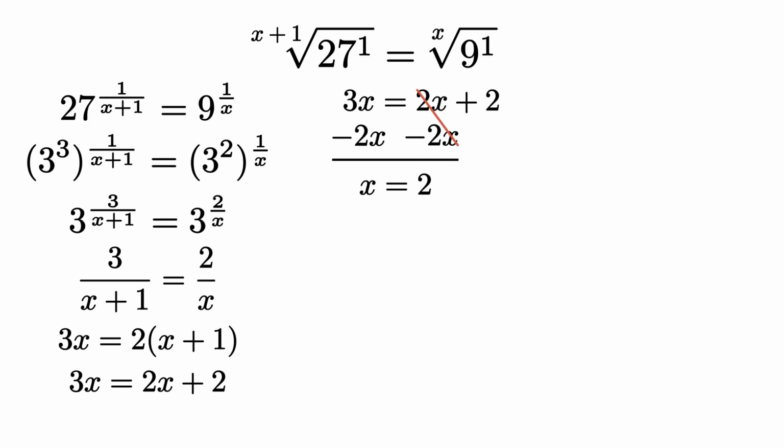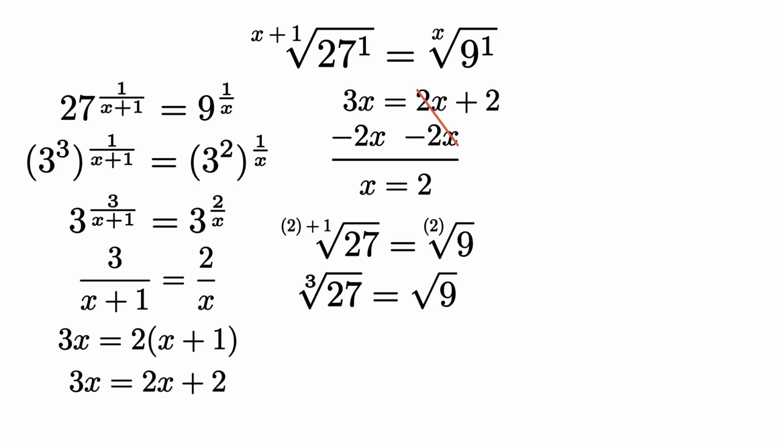When we plug it back in, we get 2 plus 1 root 27 equal to 2 root 9. Now 2 plus 1 is 3, so that's basically the cube root of 27. And 2 root 9 is basically the square root of 9. We just typically don't write the 2. But I know that the cube root of 27 is 3, and the square root of 9 is 3. Therefore, this confirms that x is 2 because 3 is equal to 3. So the answer is going to be 2. And there you have it.